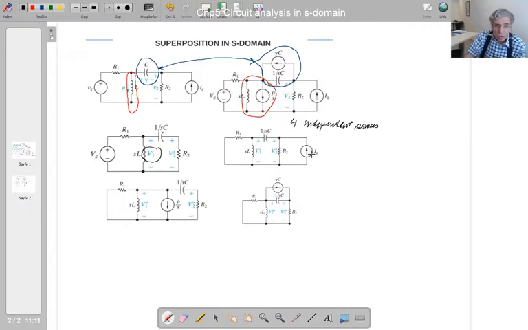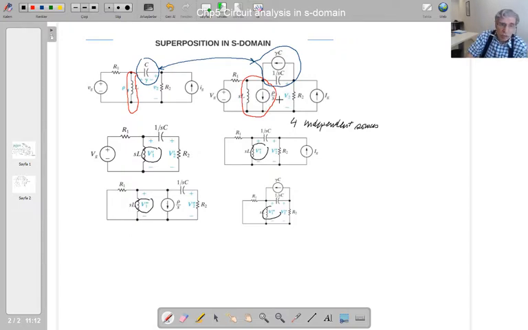So only one independent current source in, and find out this voltage here. If you repeat the same thing for the initial-condition-related independent sources, this one and this one, here and here, we found this and this. So that is our original circuit.